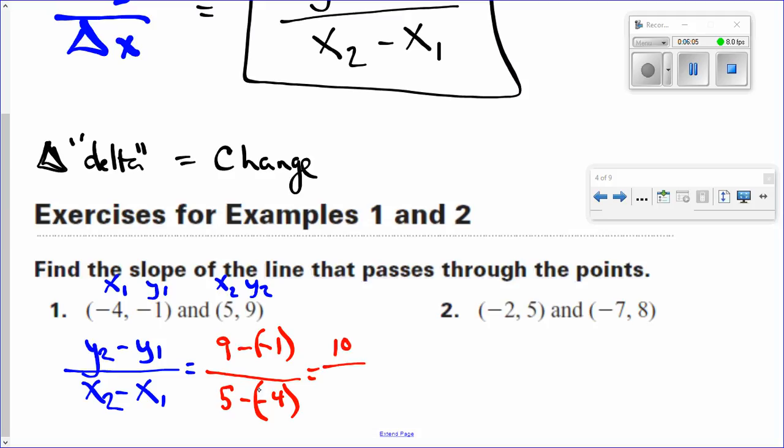5 minus a -4 is really like 5 plus 4, and that makes 9. My slope in this case is 10 over 9, and I don't need to simplify it any different than that. I don't need to go any further than that.